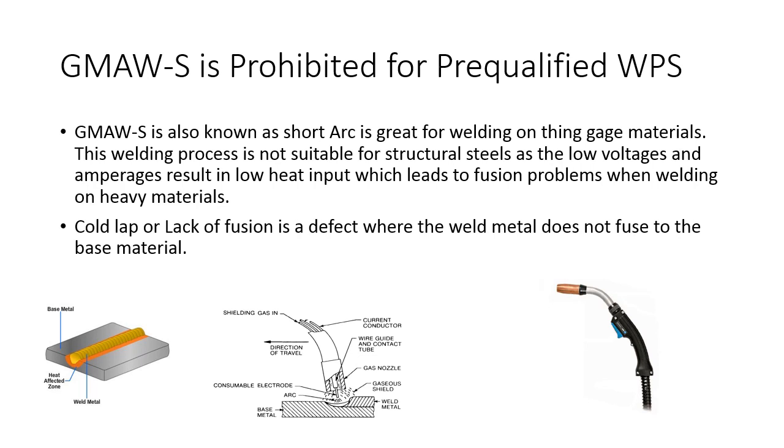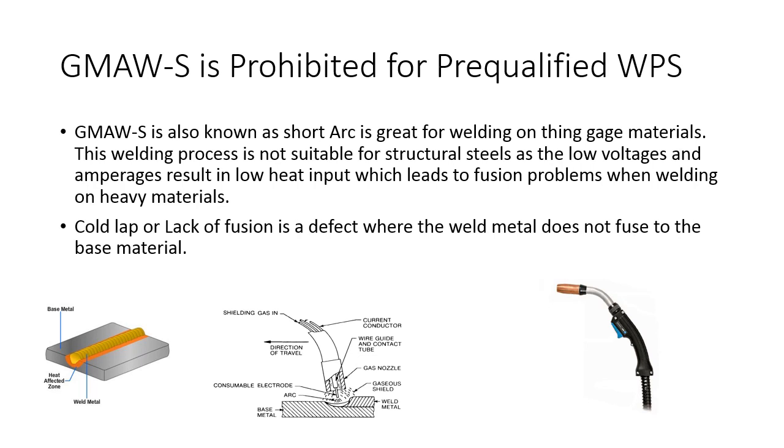Gas metal arc welding S, also known as short arc, is great for welding on thin gauge materials. This welding process is not suitable for structural steels as the low voltages and amperages result in low heat input, which leads to fusion problems when welding on heavy materials. Cold lap or lack of fusion is a defect where the weld metal does not fuse to the base metal.